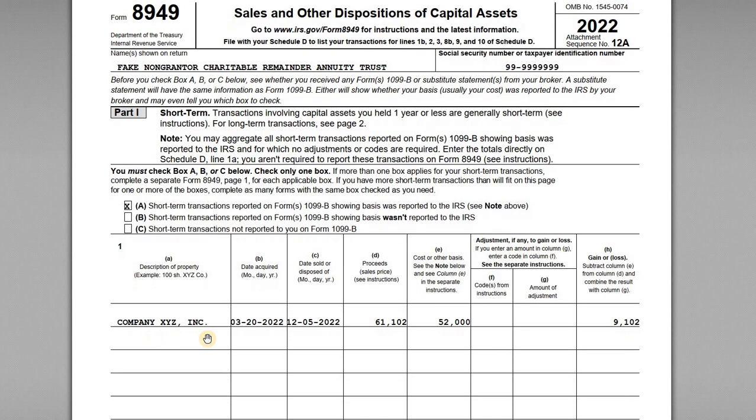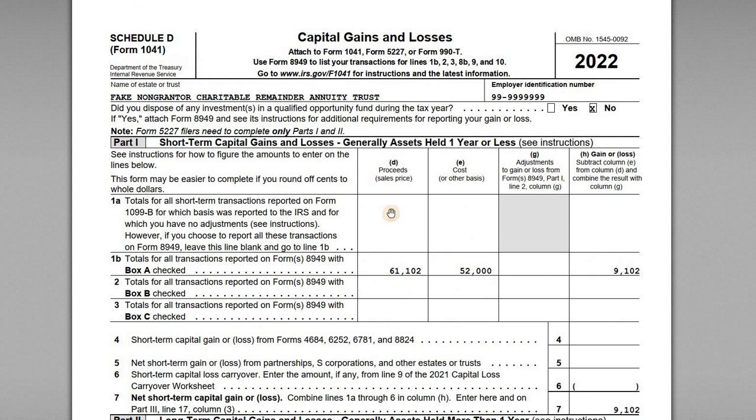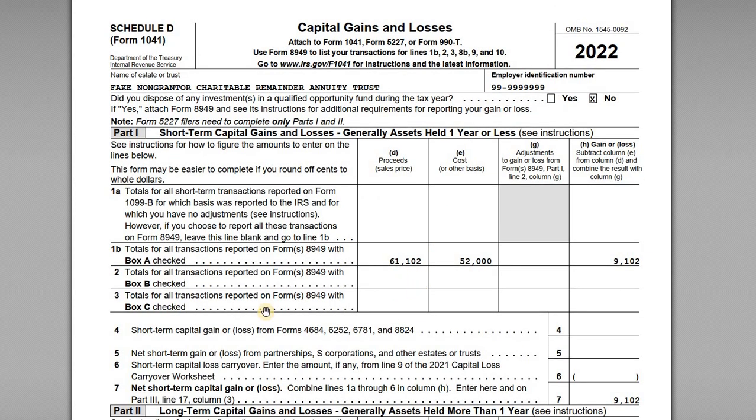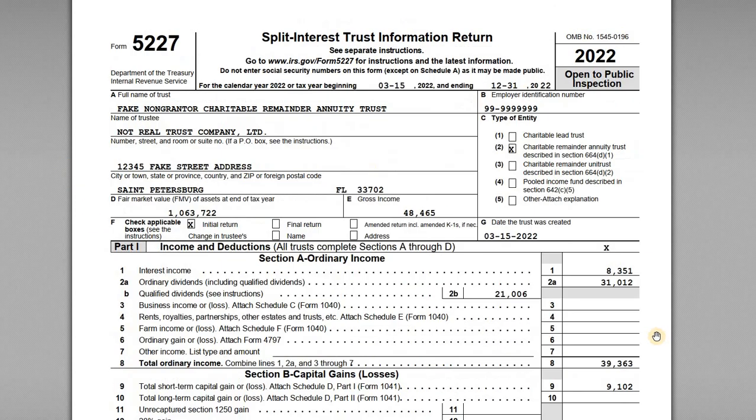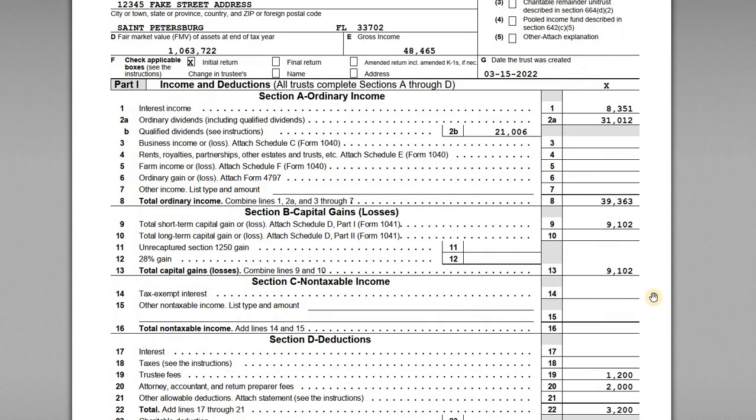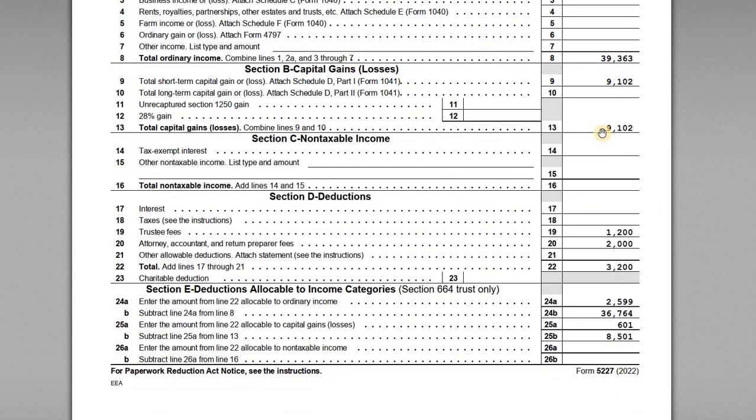So we did the 8949 to show the sale of the stock, when it was bought, when it was sold. It's a short-term capital gain. And then ultimately that's reported up on Schedule D and then flows back up to page 1 of the 5227. So there we've got our 9102. So we've got our total, all our income covered at this point.